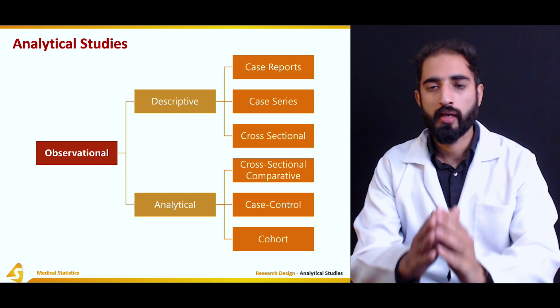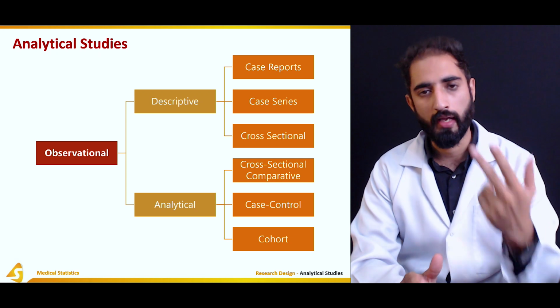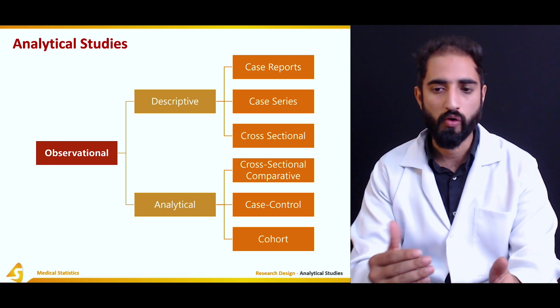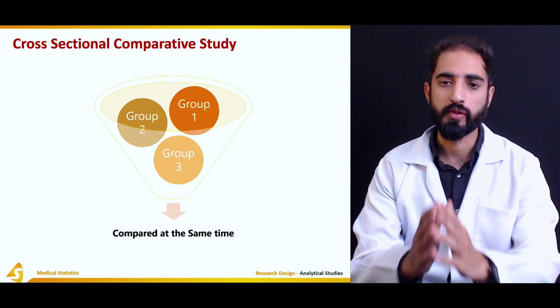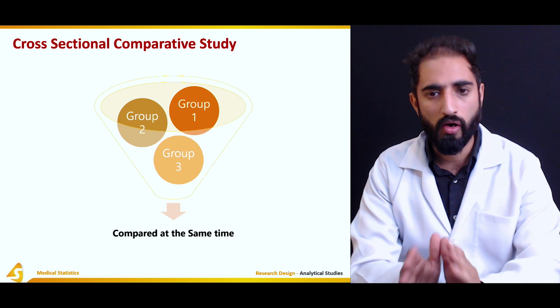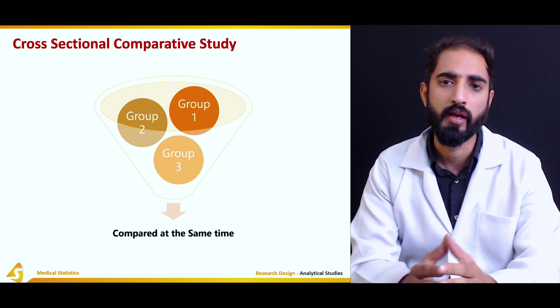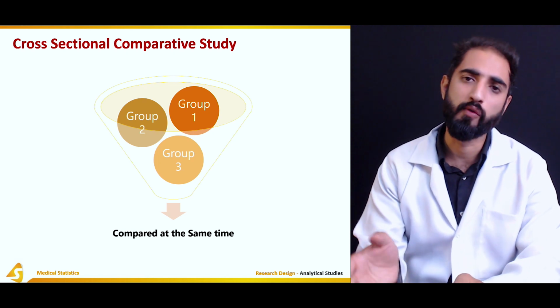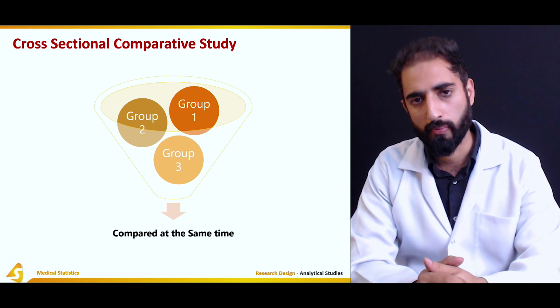As we already discussed, observational studies are of two types: descriptive and analytical. In analytical, we have cross-sectional comparative, case control, and cohort studies. So let's start off with cross-sectional comparative studies. We've already discussed cross-sectional surveys. It is essentially a cross-sectional survey, but it is the difference in the way you are analyzing the data that makes it a cross-sectional comparative study.